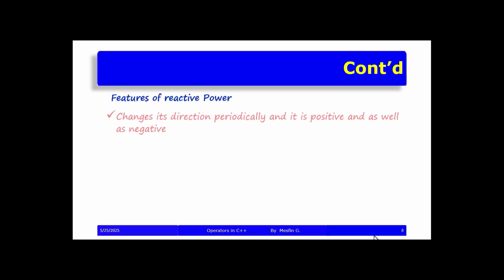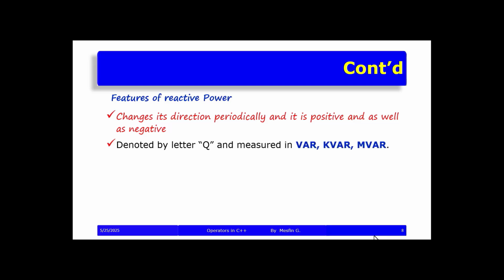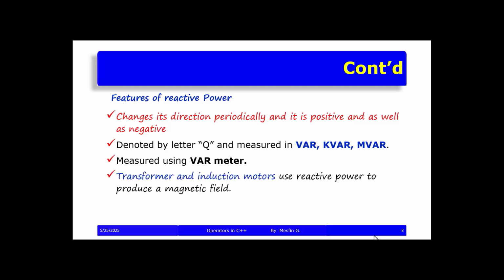What are the features of reactive power? It changes direction periodically and is positive as well as negative, whereas active power is unidirectional and positive only. It is denoted by the letter Q. The units to measure this reactive power are volt ampere reactive, kilovolt ampere reactive, or megavolt ampere reactive. It's measured using a volt ampere reactive meter. So transformers and induction motors use reactive power to produce a magnetic field. So it doesn't contribute any work.